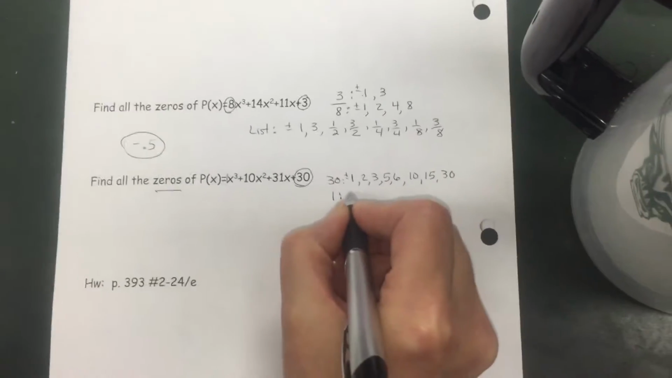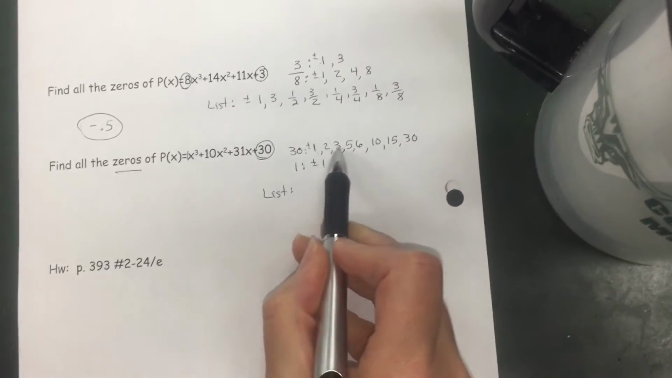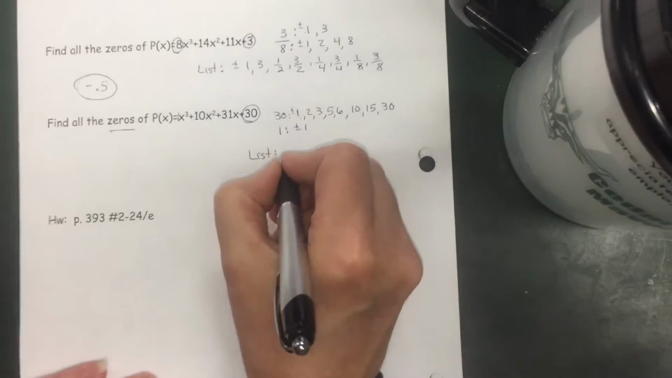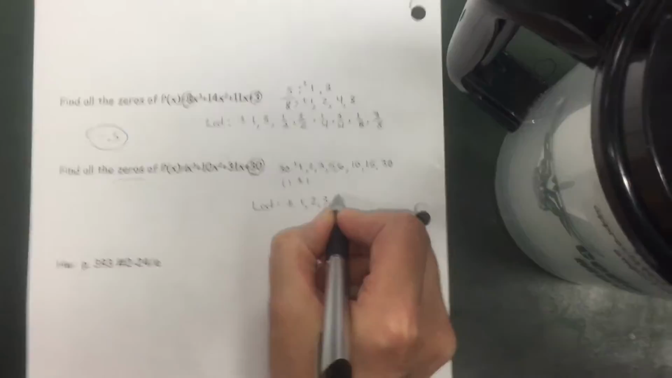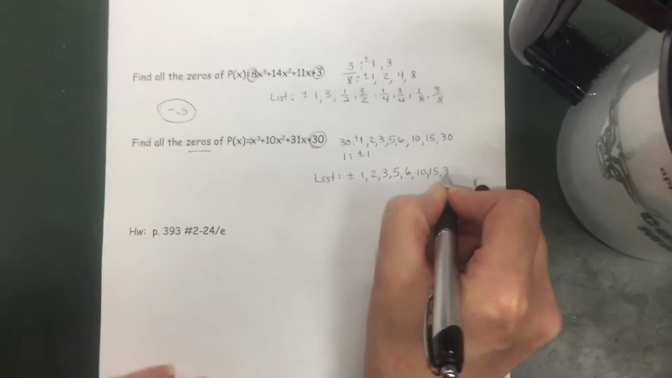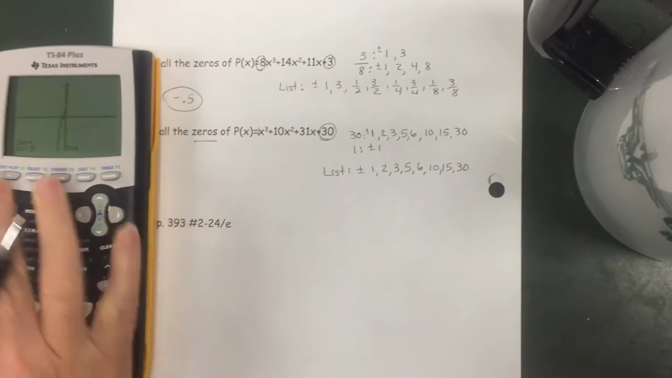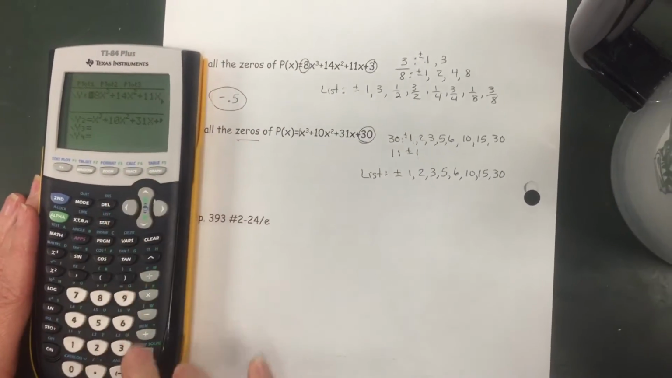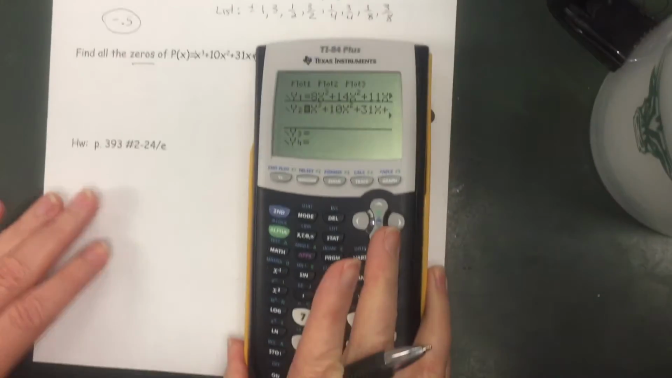And of course, the only factors of 1 are plus or minus 1. So my list is only going to be these values divided by 1. So I'm just going to do a list: plus or minus 1, 2, 3, 5, 6, 10, 15, and 30. So these are my only possible zeros. Let's go ahead and look at a graph of this once again. I'm just going to turn this one on so you can see the graph there.